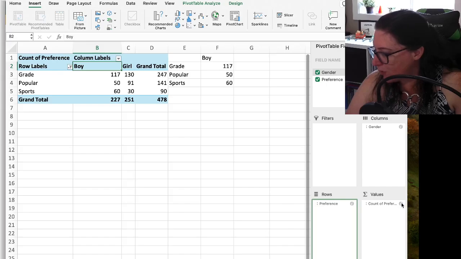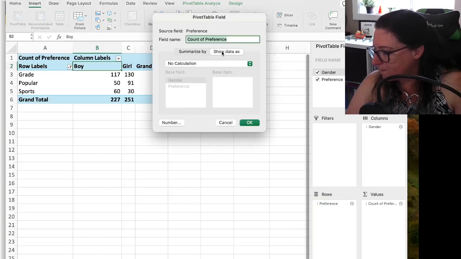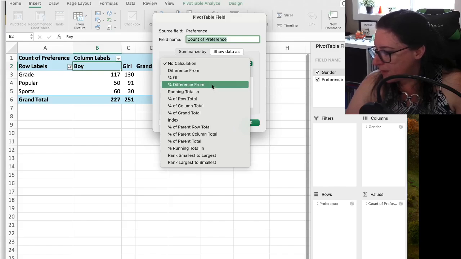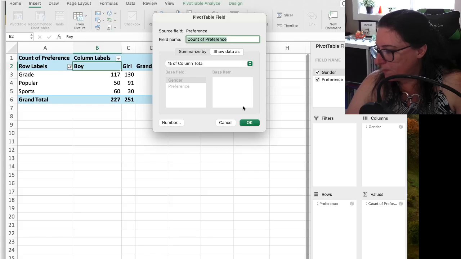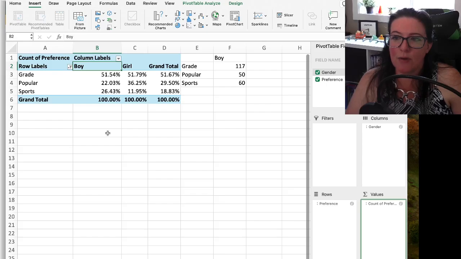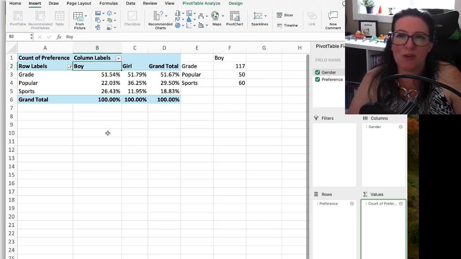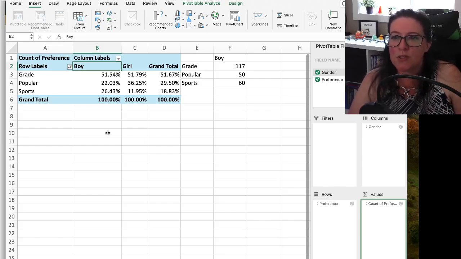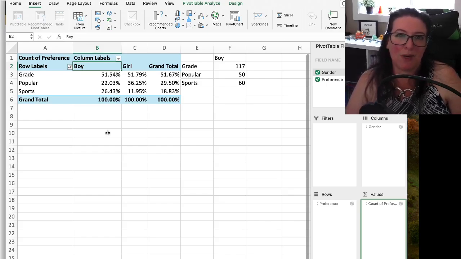I'll just go back and change this to percentages here. Let's see, percentage of column. You can see that percentage breakdown. So likely you don't have 20 different possible responses to a single variable. Right here we have 3: grade, popular, or sports. And so we don't really need the index of dispersion to clearly see how it's broken down. We can see that just with the relative frequencies.